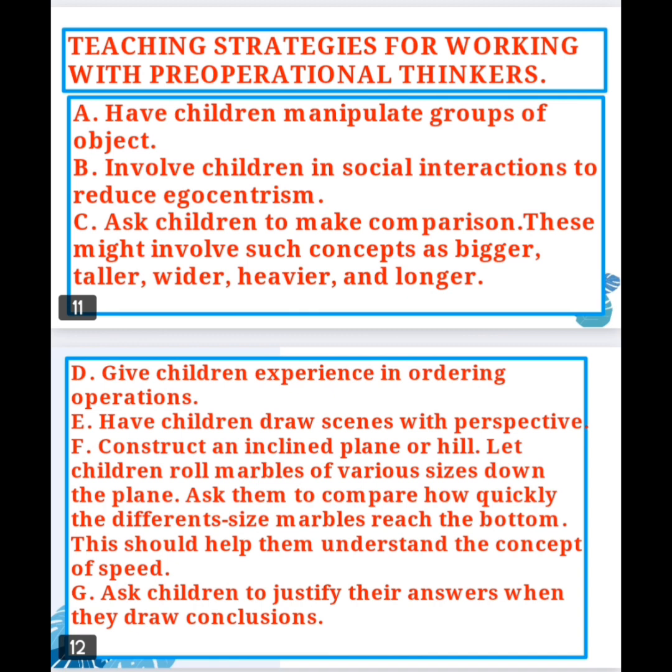F is construct an inclined plane or hills. Let children roll marbles of various sizes down the incline and see how the different sizes of marbles reach the bottom. So this should help them understand the concept of speed. Next is ask children to justify their answers when they draw conclusions.